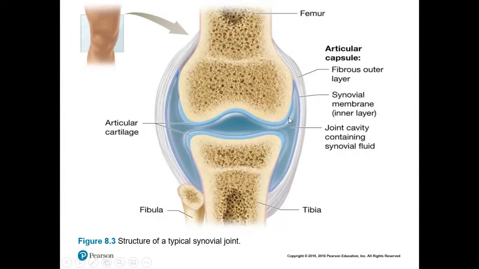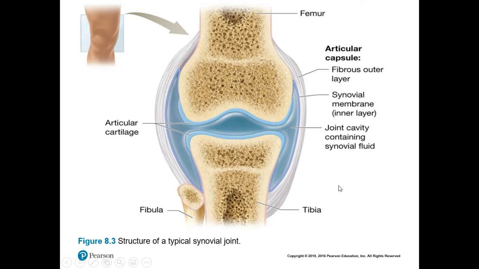So this is the synovial membrane. Notice how it lines the entire joint. It's lined by synoviocytes, which are generating the synovial fluid, which you're looking at there, in blue, essentially.